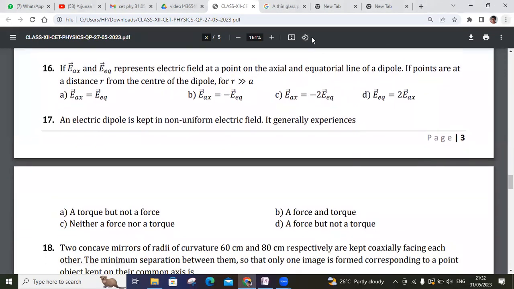So what is the 16th? The 16th is simple, you have direct formulas. E axial is 2kp by r cube, and E equatorial is minus kp by r cube, correct? Vectorially it is correct. So if you see this, you will get the option kp by r cube, so if you put minus E equatorial, it will be minus 2 E equatorial, which is option C. That is 16.